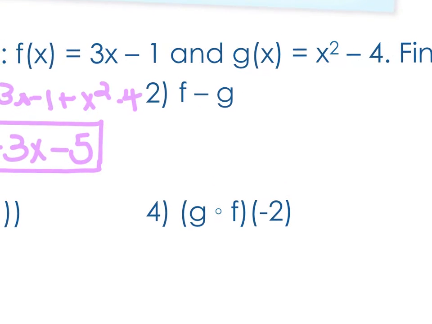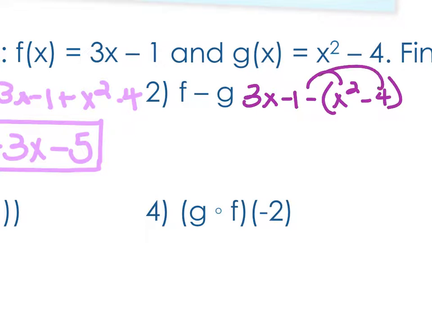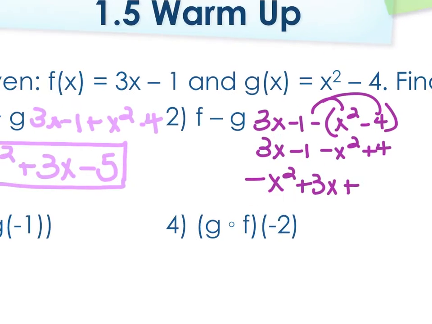Okay, second one is subtracting. So this time we've got to change the signs on the second one, which is the g. So this would be like 3x minus 1 minus (x squared minus 4). And then that minus gets distributed to both. So I get 3x minus 1 minus x squared plus 4, which is the most common mistake made, is not changing the sign on that 4. And then decreasing degree order would be negative x squared plus 3x plus 3.